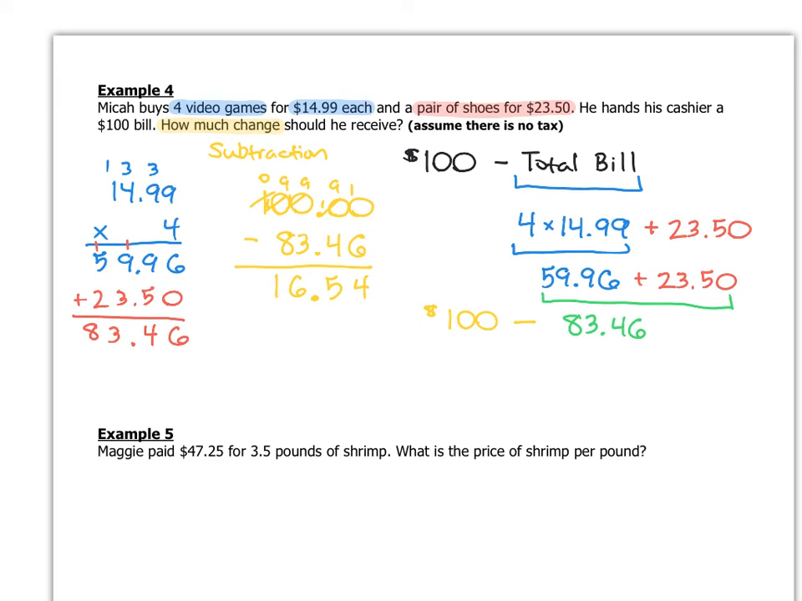And so that means that Micah should receive $16.54.